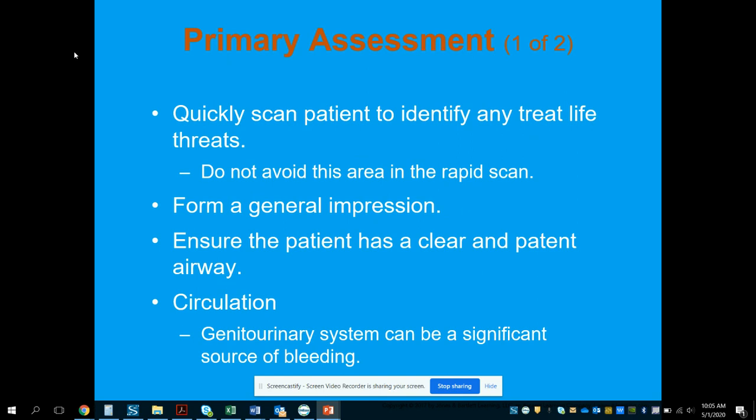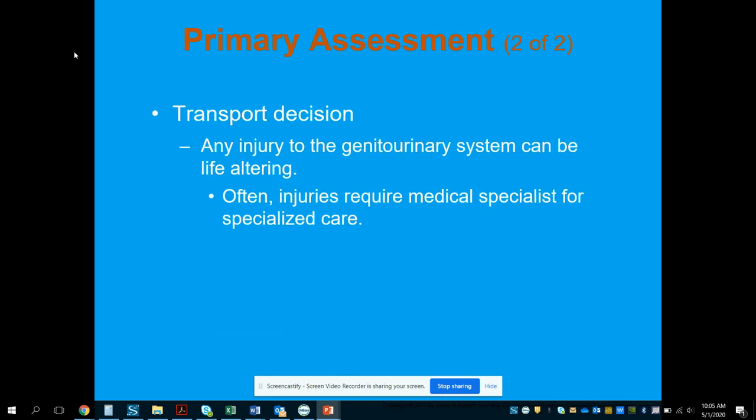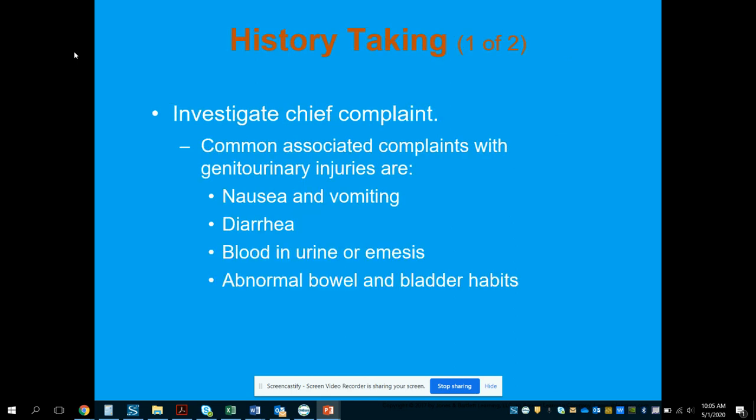Quickly scan the patient to identify any life threats. Do not avoid this area in the rapid scan. So very important that we're looking here for injuries if we have reason to suspect that. Form our general impression. Ensure they have a clear and patent airway, of course. We're looking at circulation, making sure that rate, rhythm, and quality of the pulse is good, identifying any blood loss, and if we need to address external blood loss at this time, we definitely could.